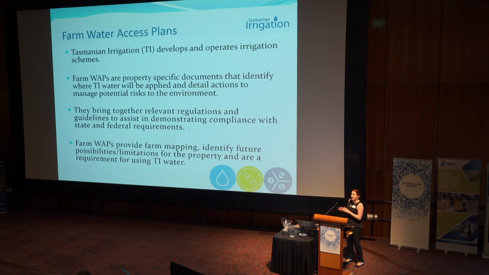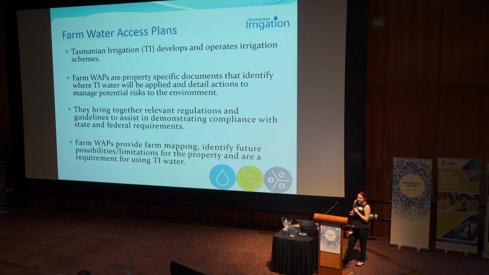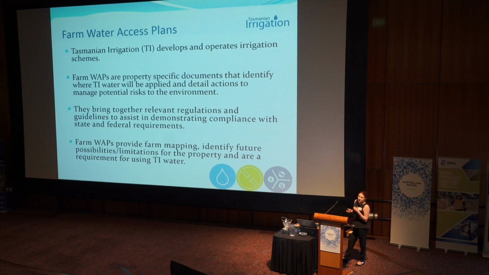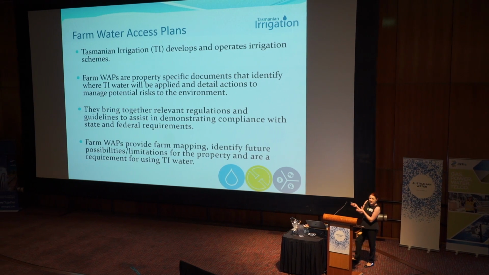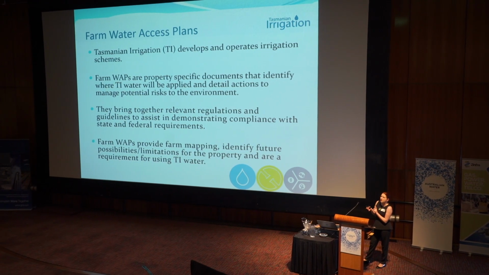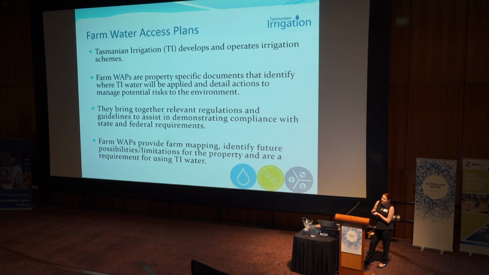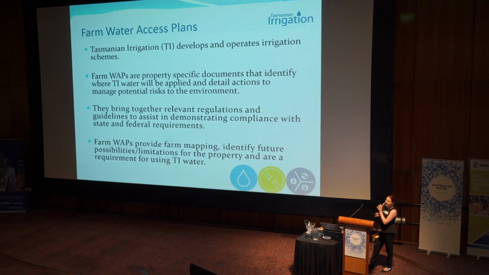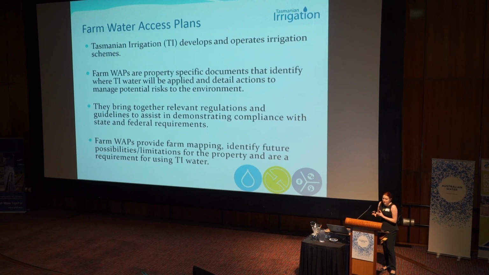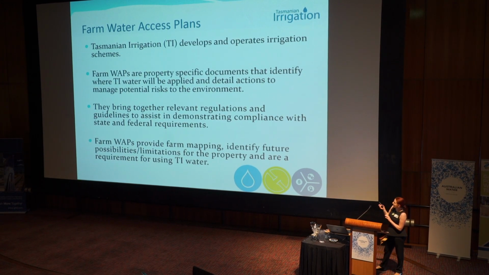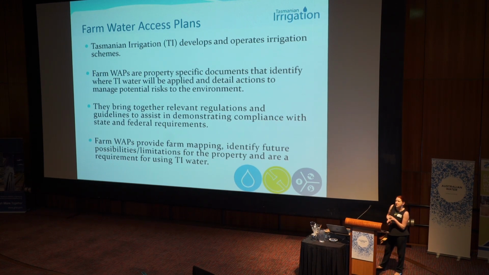So farm water access plans, or farm WAPs, were designed to meet compliance requirements and be in a manner that was actually accessible to our irrigators. They bring together a lot of different regulations, guidelines, codes of practice, and best practice methodology. They also have a component of farm mapping and talk about the future possibilities and limitations for the property. But our main focus is on how TI water could impact soil, biodiversity and water.